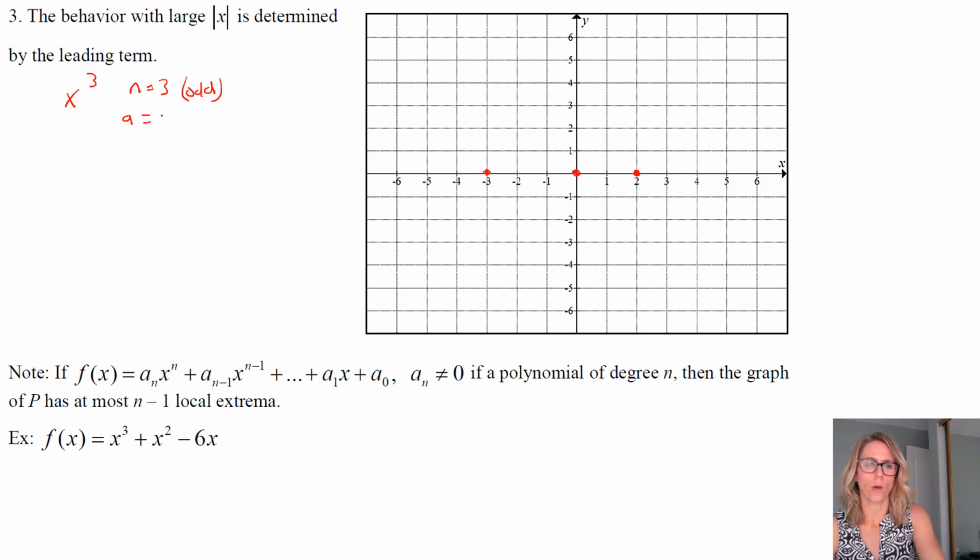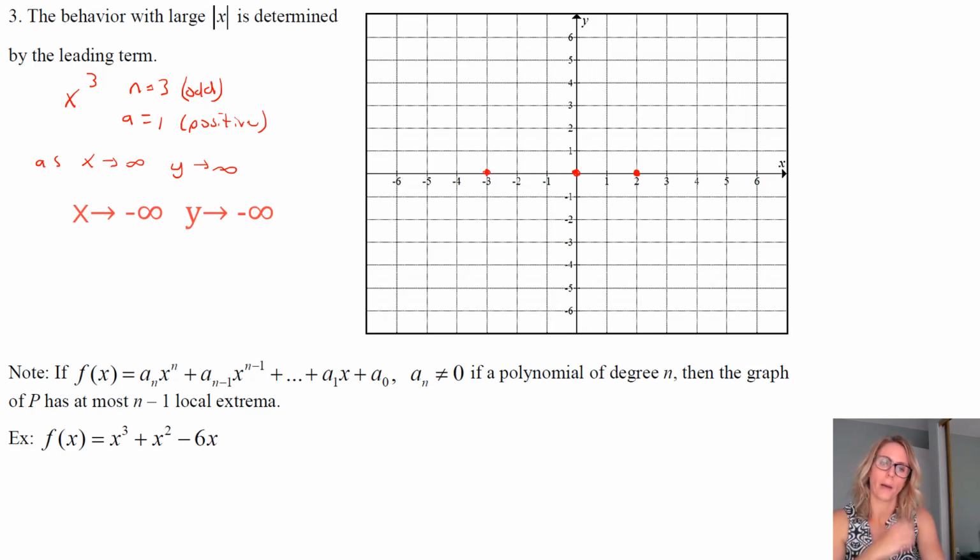And a equals 1, that's positive. So those are the two things that we need. So that tells us that as x goes to infinity, y is going to do the same thing. And it also tells us as x goes to negative infinity, y is going to go to negative infinity.